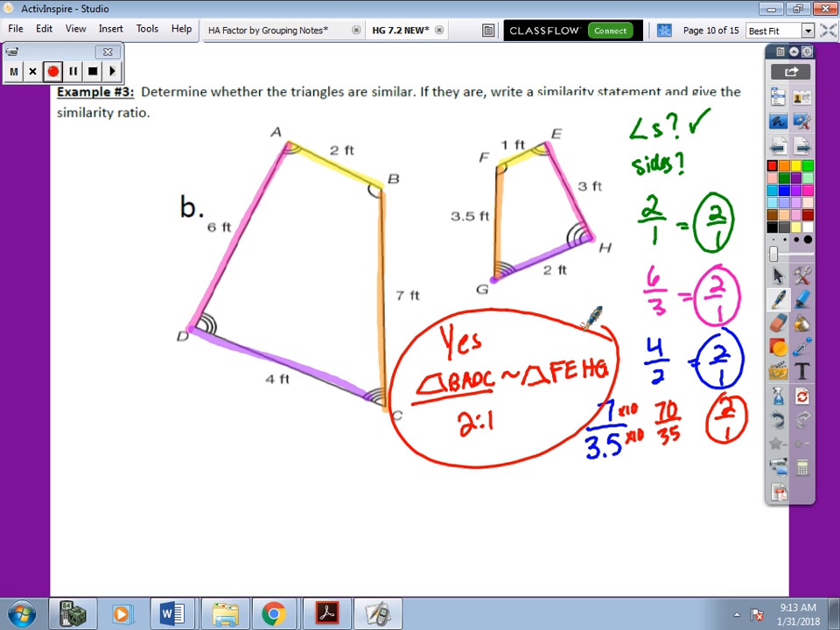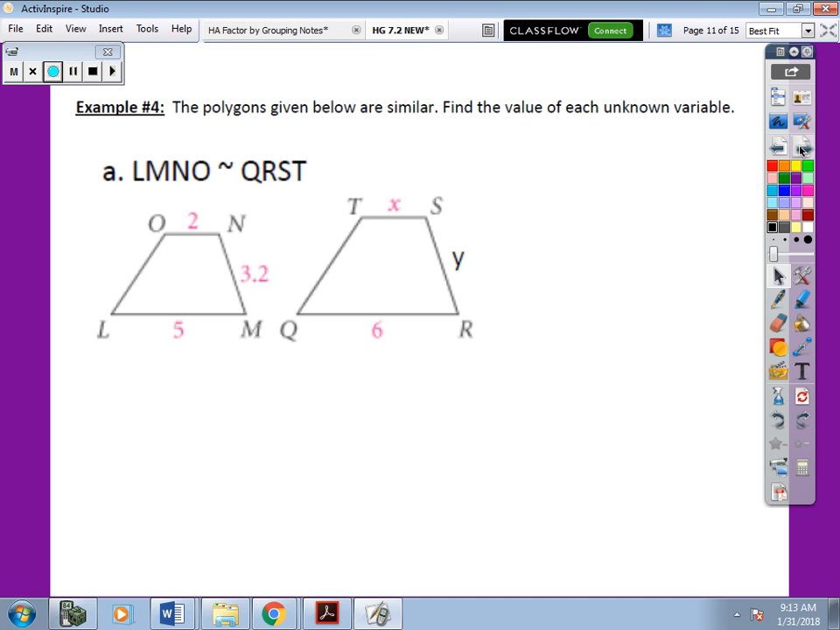Now on the back, they're going to tell us we have similar figures, and then we're going to use the fact that we have similar figures to actually find out values of the sides or the angles, depending upon where the variables may lie. So again, this is super important to know what is corresponding to what.